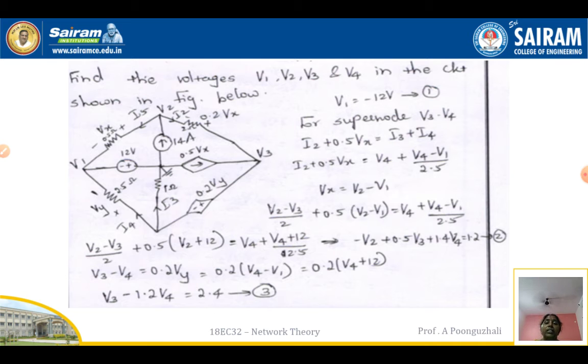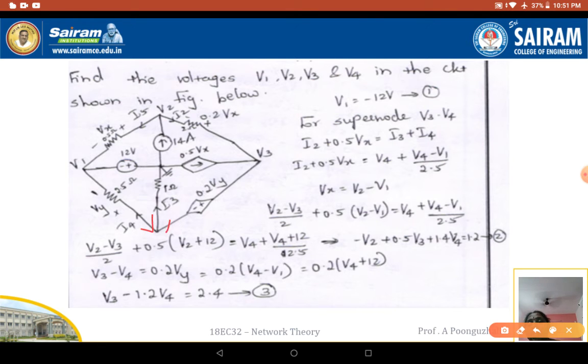Find the voltages V1, V2, V3, V4 in the circuit shown in the figure below. Now we are going to take this circuit. First we assume that the V1 supernode is V1 plus 12 volts is equal to 0. So V1 is equal to minus 12 volts. Next supernode is V3 and this is V4. So this voltage is going to be your V4 voltage there.